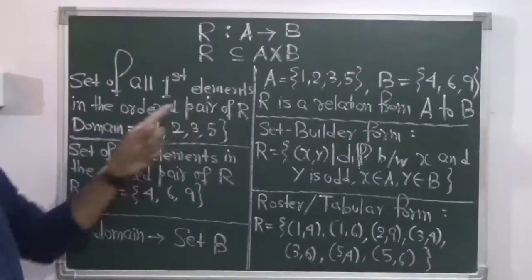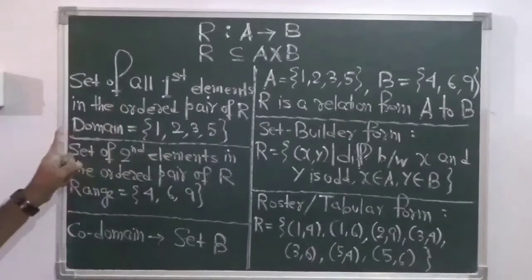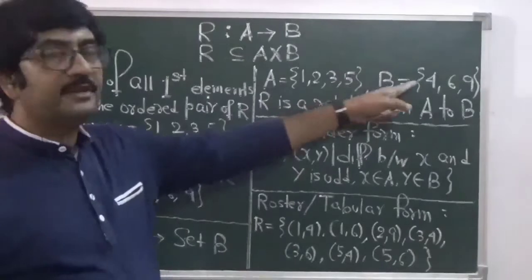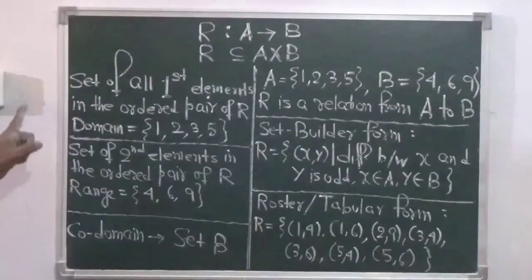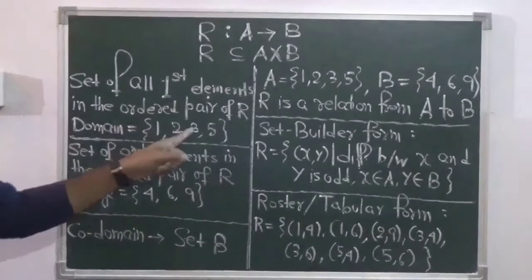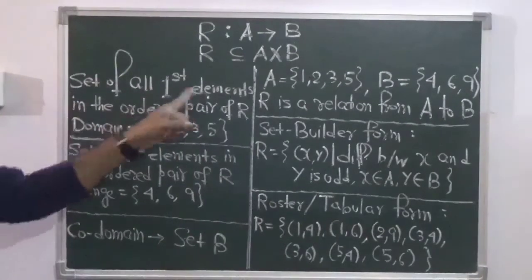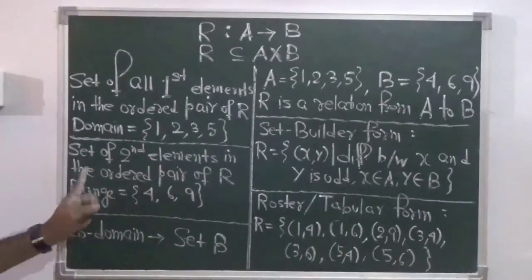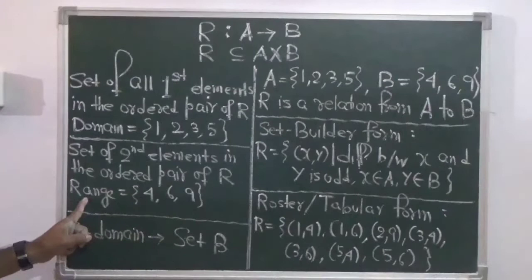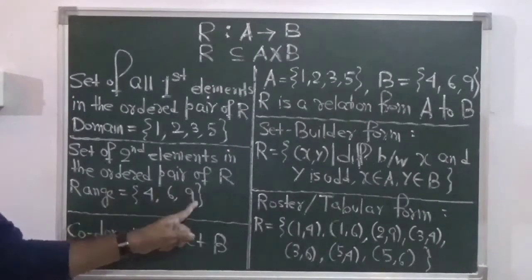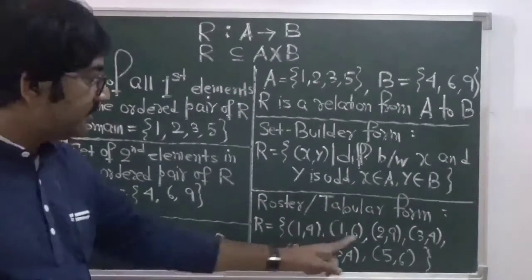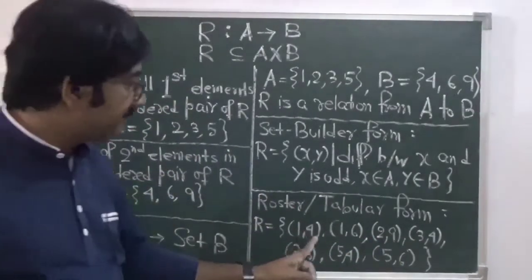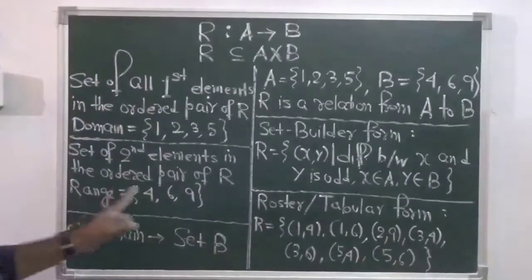The set of all the first elements in the ordered pairs of R, that is the domain, is 1, 2, 3, 5. We have taken the sets as A = {1, 2, 3, 5} and B = {4, 6, 9}. So the domain is the values 1, 2, 3, 5, which are the first elements in the ordered pairs of the relation. The set of the second elements in the ordered pairs of the relation is the range, that is 4, 6, 9. You can see the first elements 1, 2, 3 and 5 are included within the domain, and the second elements 4, 6, 9 are included within the range.